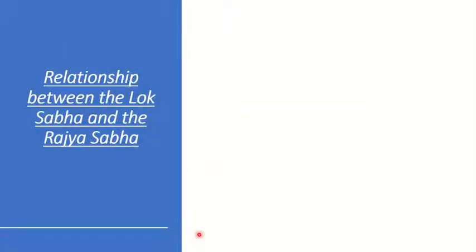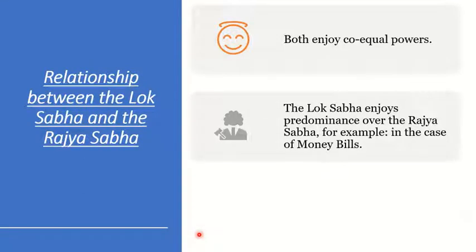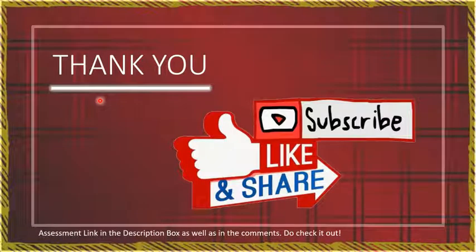Now let us see the relation between the Lok Sabha and the Rajya Sabha. Both enjoy co-equal powers. The Lok Sabha enjoys predominance over the Rajya Sabha. For example, in the case of money bills, we have already seen this. And in some situations, the Rajya Sabha is also superior. For example, when we saw that the bill has to pass through the Rajya Sabha. So with this, we complete the Central Legislature.